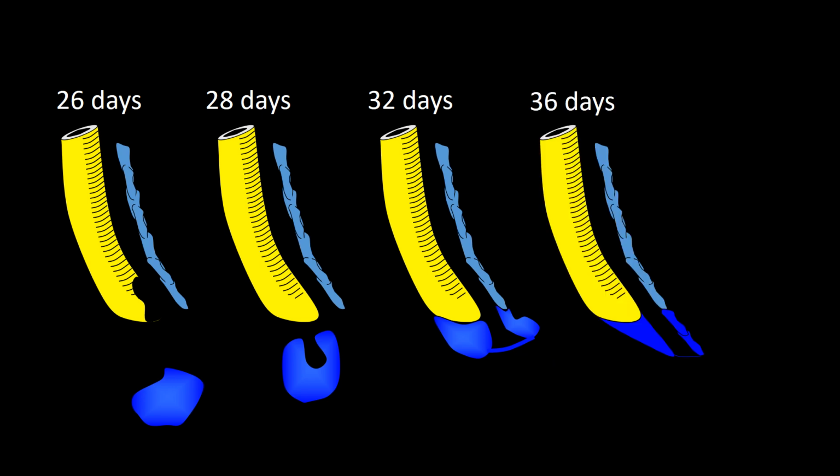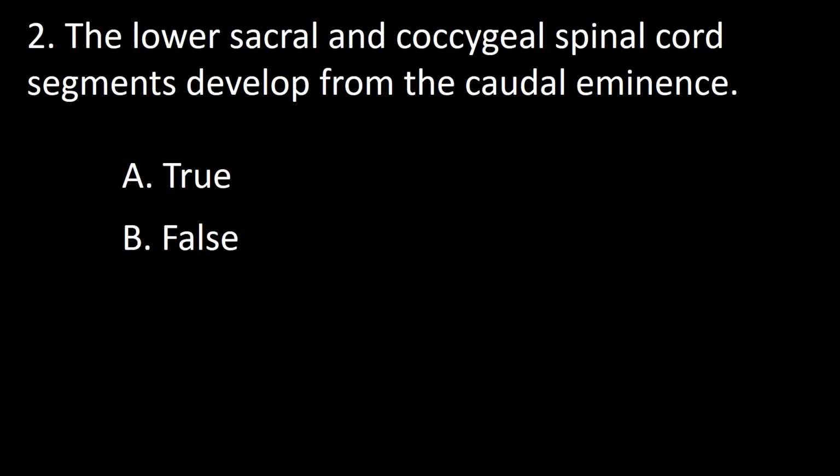By 36 days, this process, the integration of the caudal eminence to the neural tube and to the adjacent bony structure, is complete. And the connection between the two masses, the filum terminale, becomes very thin. So the answer to this question is true.